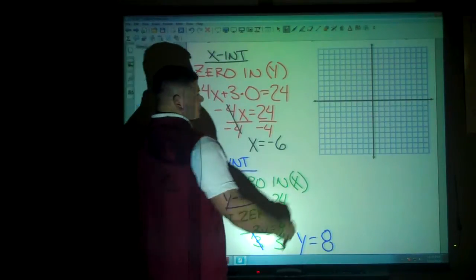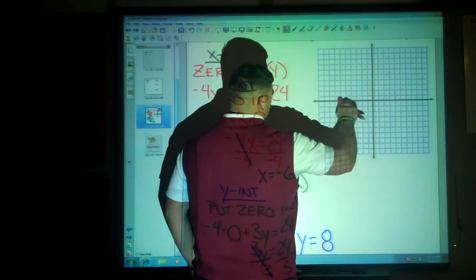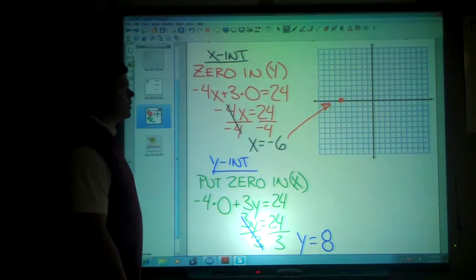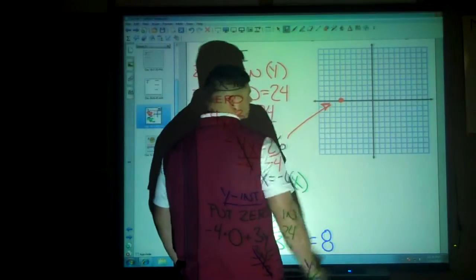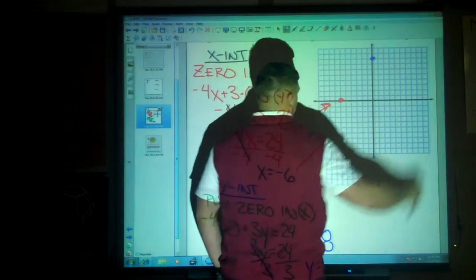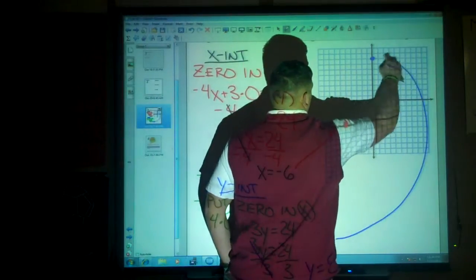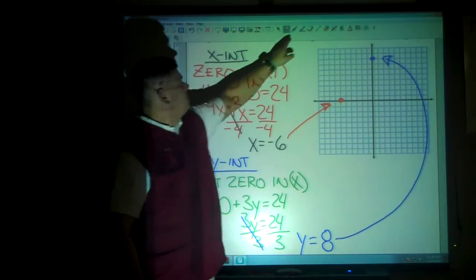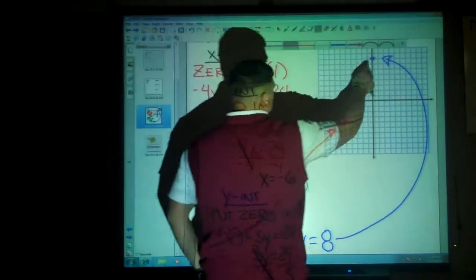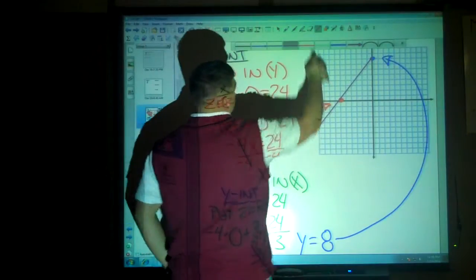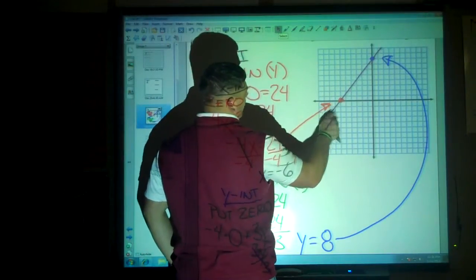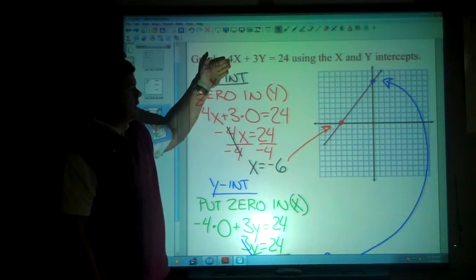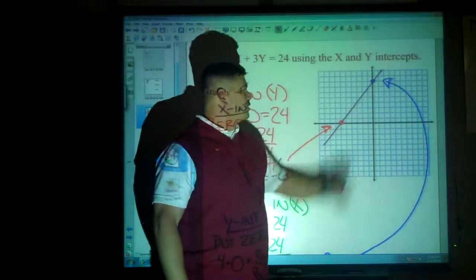The x-intercept, you need to go out to negative 6. So it's right here. That's the x-intercept right there. The y-intercept is at 8, which is up here. And all that's left to do is draw a line between them. So that is my graph that represents that equation. And all I used were my x and y intercepts.